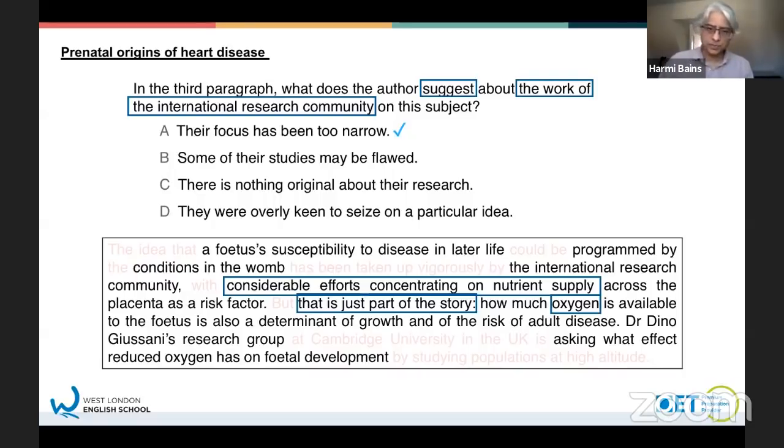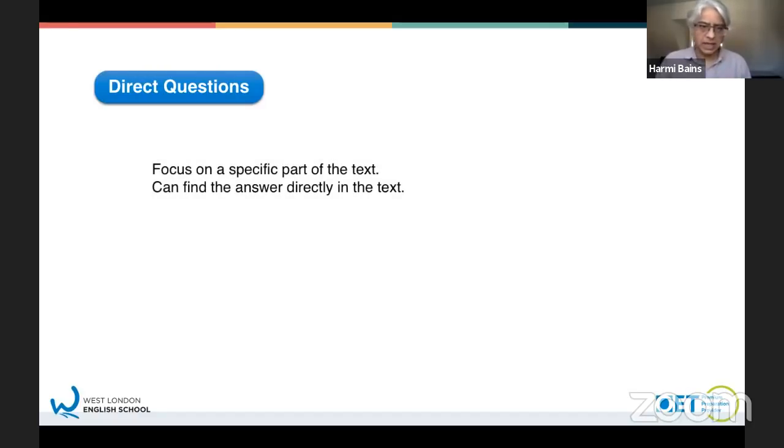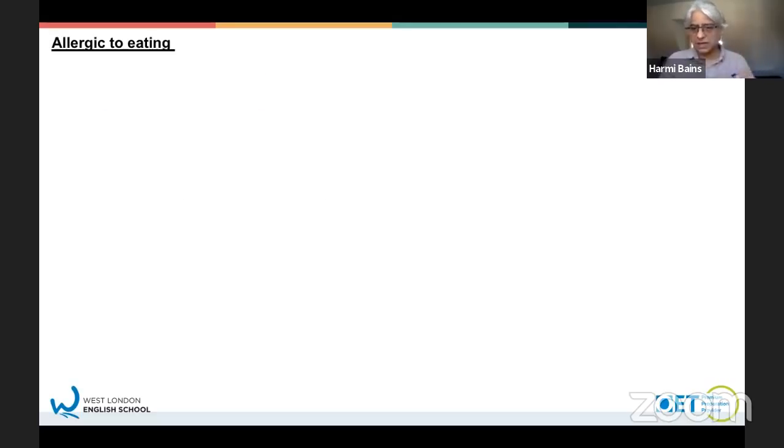Okay, let's move on. So inference is something really useful, and it's a good skill to have, I think, in reading Part C and also in reading Part B as well. Now, there's a couple of question types. There's gist and detail. We're going to look at detailed questions. This is where you focus on one part of the text, and you can find that answer in a specific part of the text. So these are detailed questions.